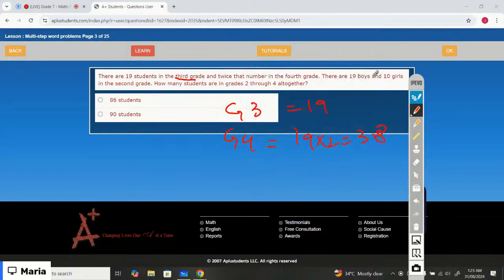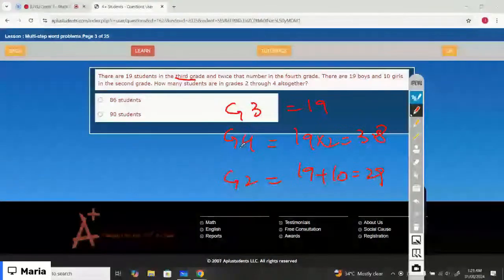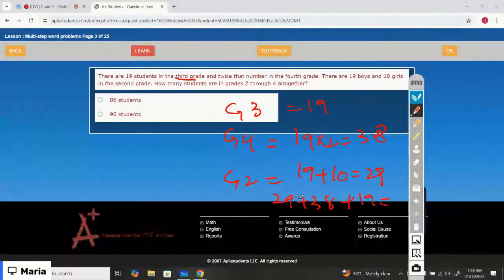There are 19 boys and 10 girls in second grade. So grade 2 has 19 boys and 10 girls. That means 29. How many students are in grades 2 through 4? So you need to add 29 plus 38 plus 19. That gives 86. So grades 2 through 4 have 86 students. Option number 1 is the correct option. Got it, everyone? Any question you can please ask.